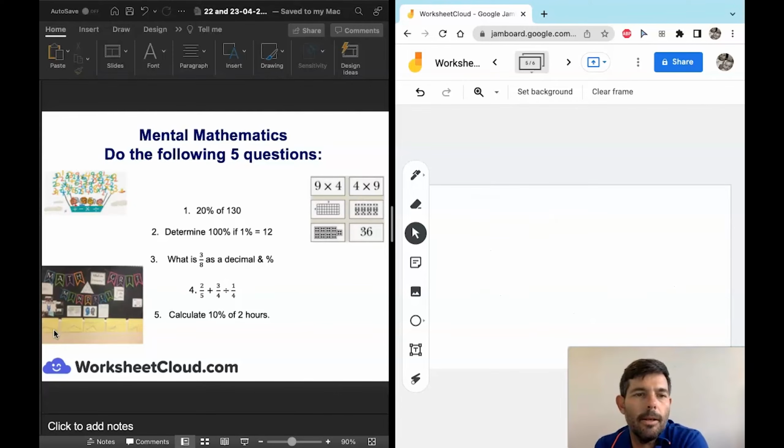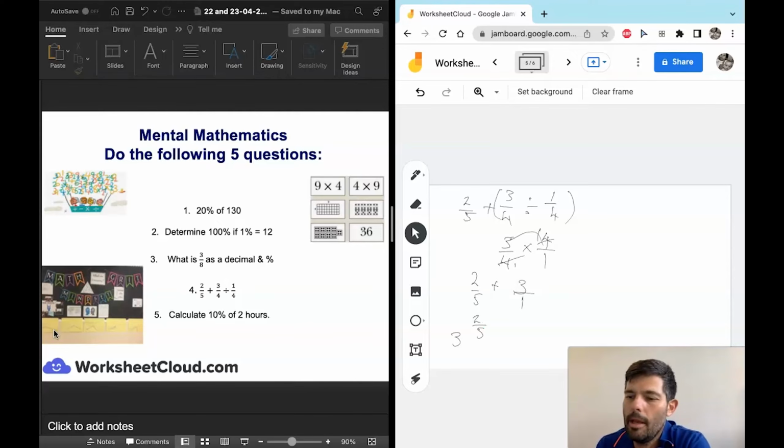Question 4 states 2/5 plus 3/4 divided by a quarter. Now we should know that we do the division part first for order of operations, and to divide fractions we change the division sign to multiply, and we write the reciprocal of the fraction after the sign, so we flip it, in other words. We work that out and we see it's an answer of 3. Then 2/5 plus 3, you should be able to tell me that's 3 and 2/5.